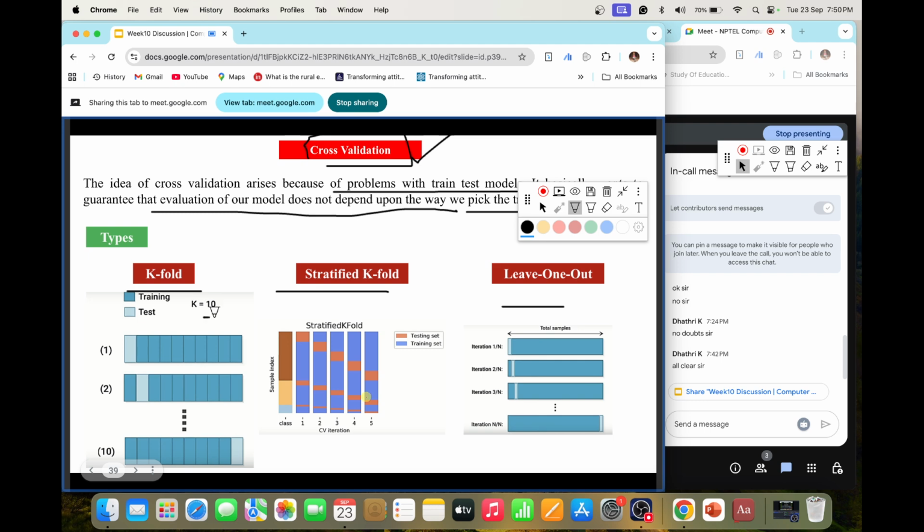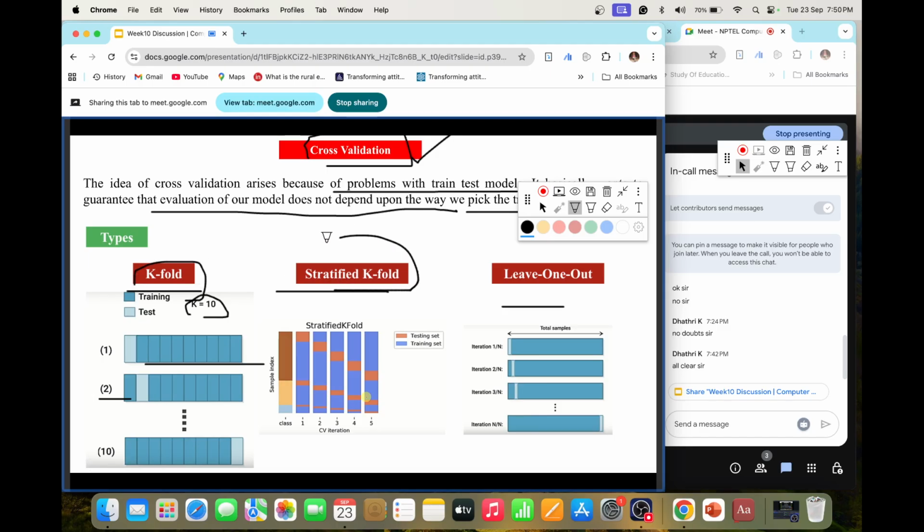K-fold means, like K equals 10 means we will divide the data into 10 folds. And then the first time, the first part we will take as test data, the other 9 parts we will take as train data. For the second iteration, the second part we will take as test data, and the other parts will be train data. Like the 10th iteration, the 10th part will be test data, the other 9 parts will be training data. So by that we are covering all the data as both training and test set. So that is K-fold validation.